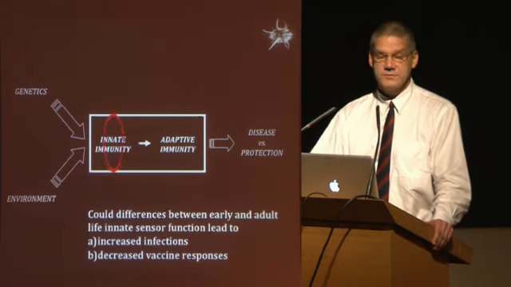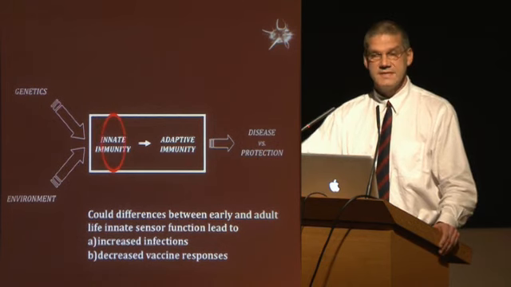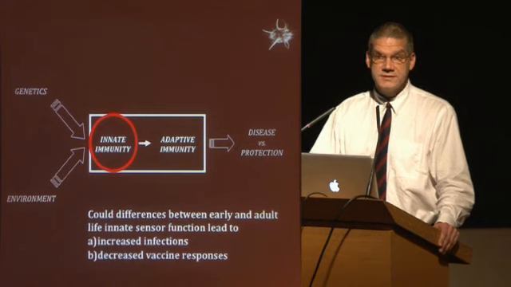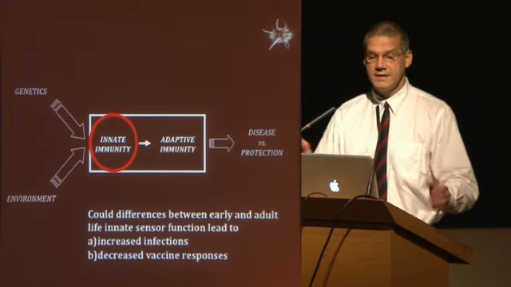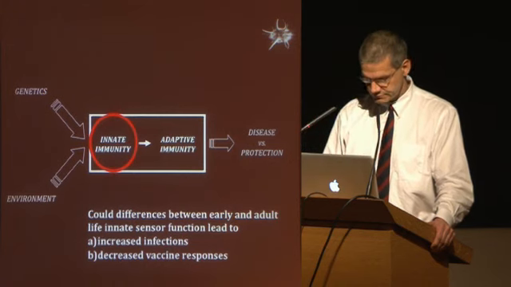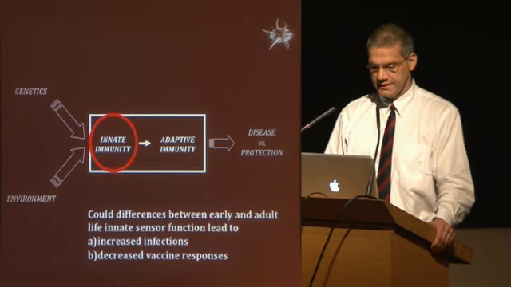And so our hypothesis to begin with, knowing that early life has increased infectious incidence and decreased vaccine response, is: could it be that these differences are due to differences in innate sensor function, because that's the first step in this whole cascade between early and adult life?